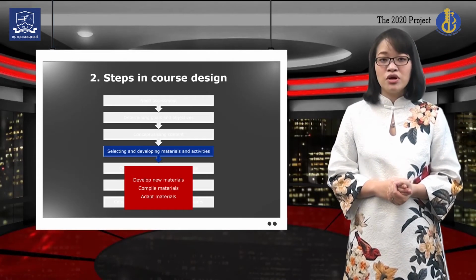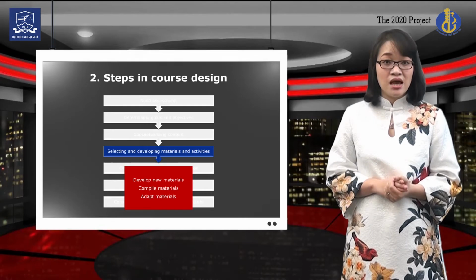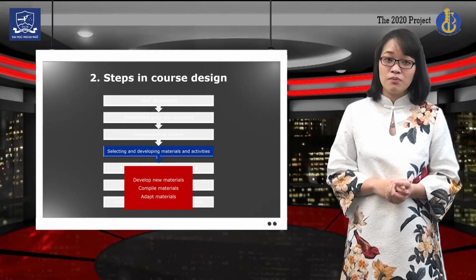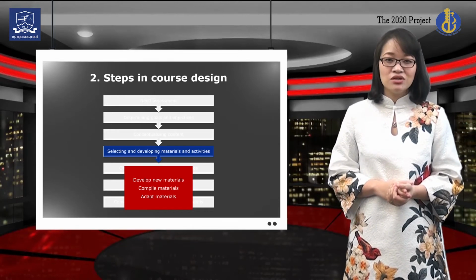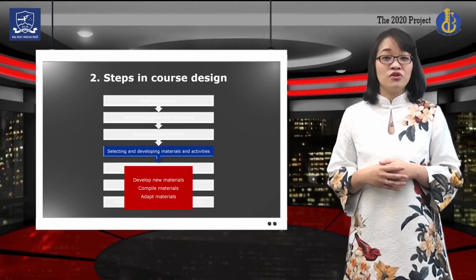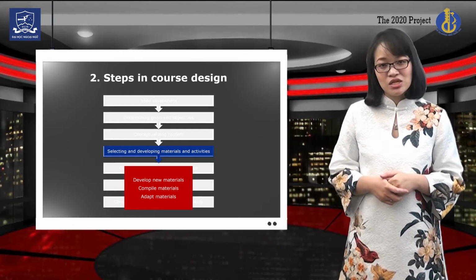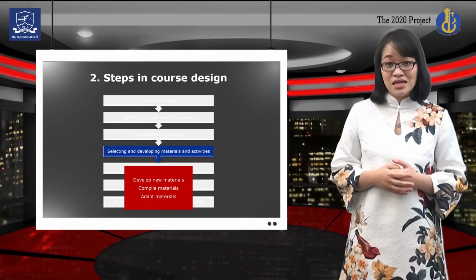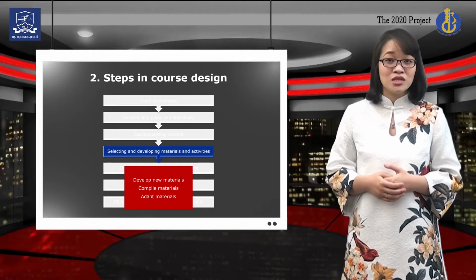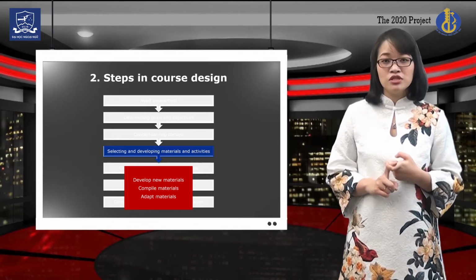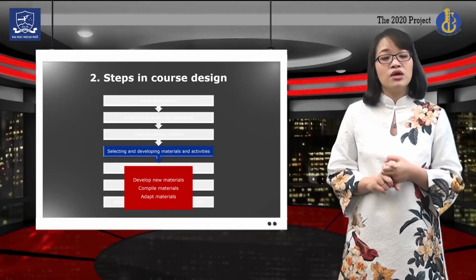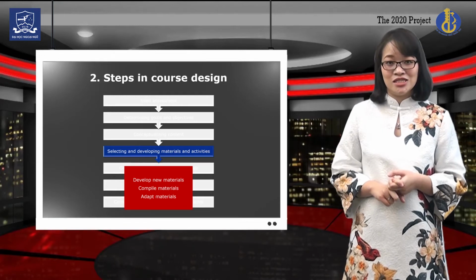Selecting and developing materials and activities is the fourth step of course design. Selecting materials refers to the development of new materials when teaching a course for which there are no suitable materials, compiling a number of materials, or adapting existing materials. This step is affected by different factors, among which the most important ones are: 1. The material's effectiveness in achieving course goals and objectives, and 2. The appropriateness for students and teachers.